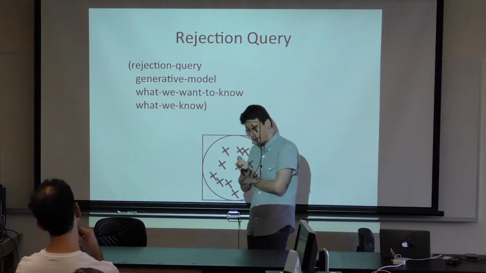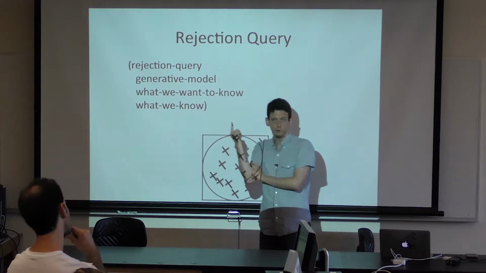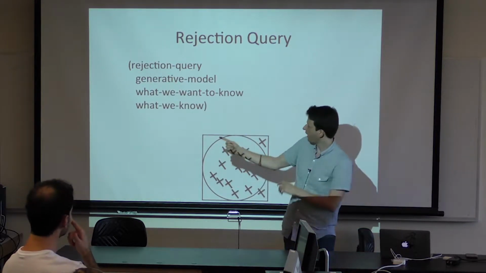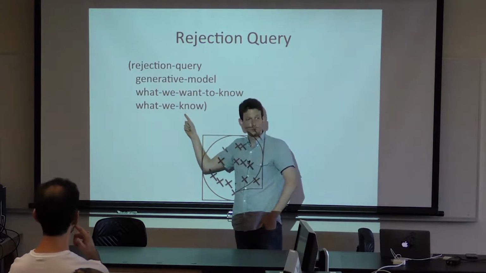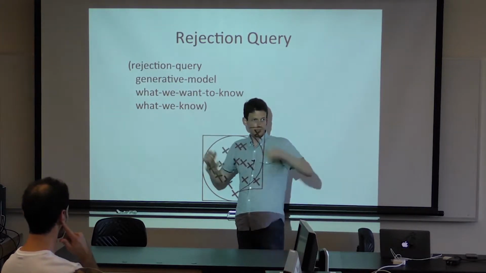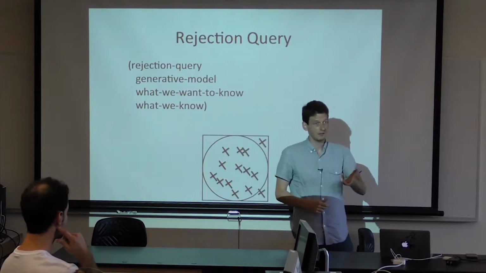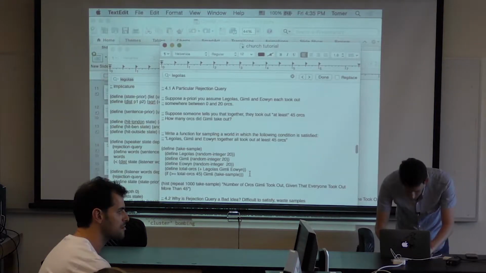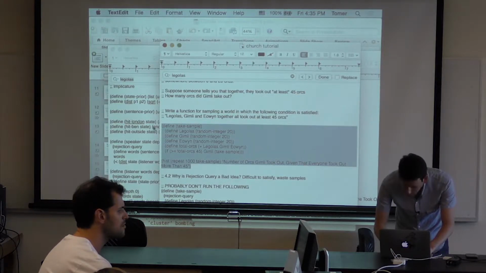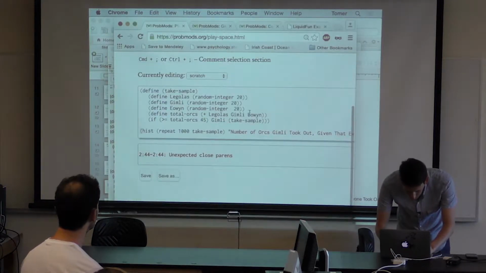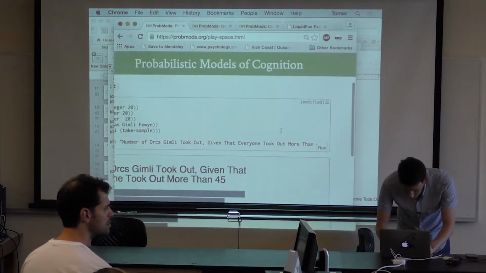The way that we would do that is, in rejection query, we would sample from the generative model. We would check, does that fit what we know? Suppose I just sampled something, and then I check, does that apply to the condition that I want? So let's say I have here a particular world. It's a sort of silly world, but let's just make sure it works, given the last time.